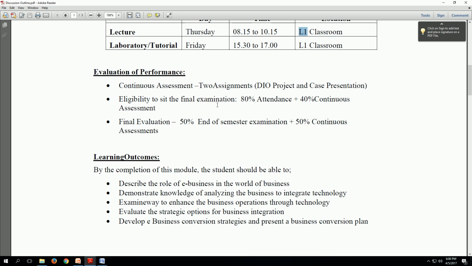I actually renamed it the DIT-PRE project, so this could be the DIT-PRE project as well as the case presentations. In the sense that you would not be having cases as such, but you will be presenting your business at different stages. And your final examination would carry 50% of the total assessment, but that 50% is also split into two.